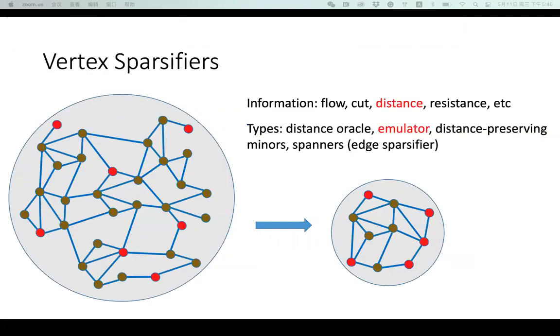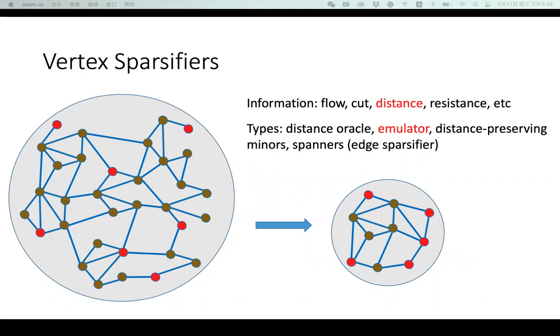So graph compression has been seen in graph algorithms for decades. The input is a graph, and the goal is to compute a smaller graph that faithfully captures certain features of the input graph. For example, the flow information, the cut information, the distance information, effective resistance, etc. Okay. The word smaller has different interpretations.